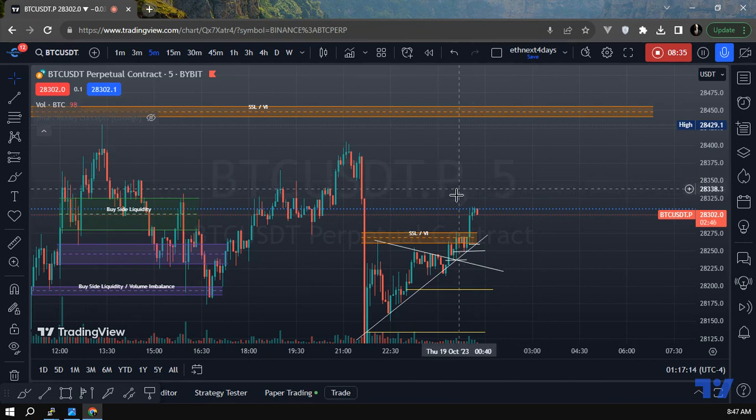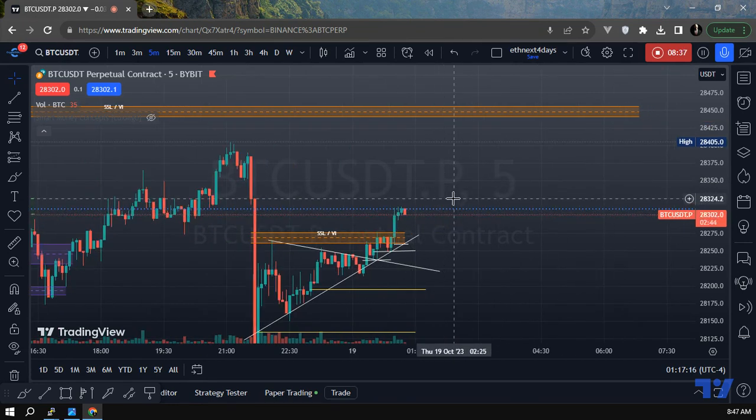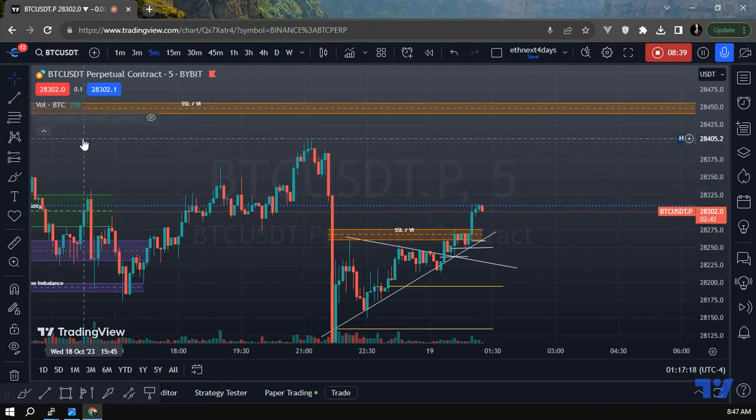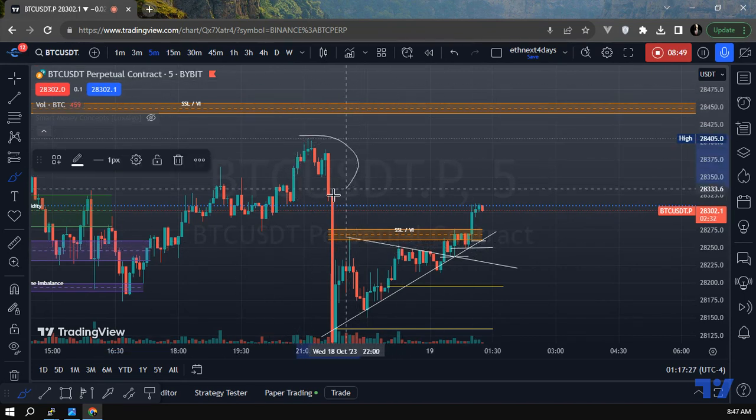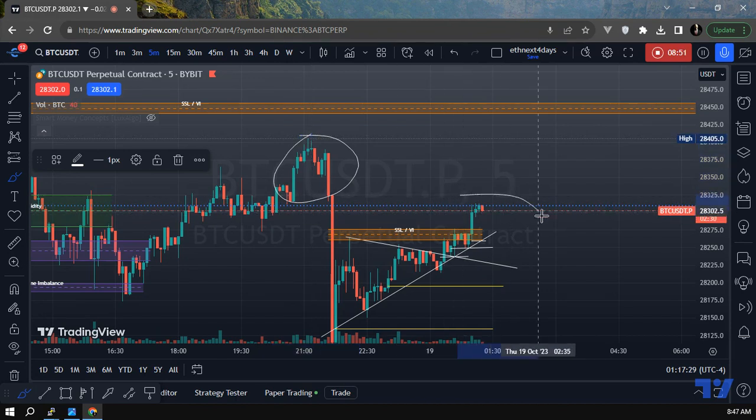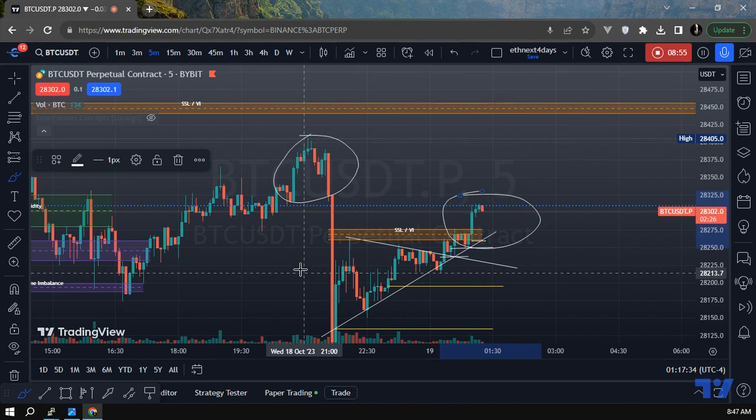Well, looking at this, I believe the charts are fractal. That means whatever you see on a higher time frame, you see on the lower time frame, and vice versa. This is a 5 minute time frame. I see this, and then I see this, and they're kind of the same. I think it's doing this right now.